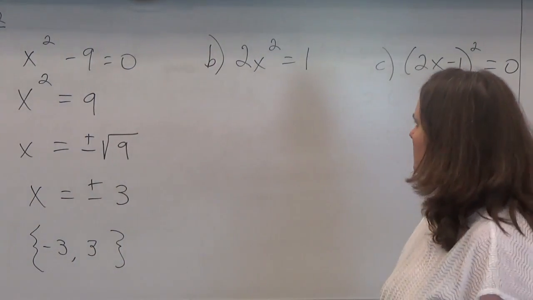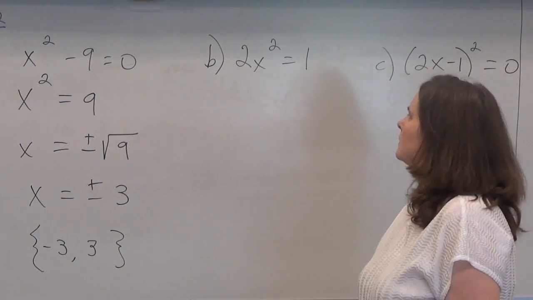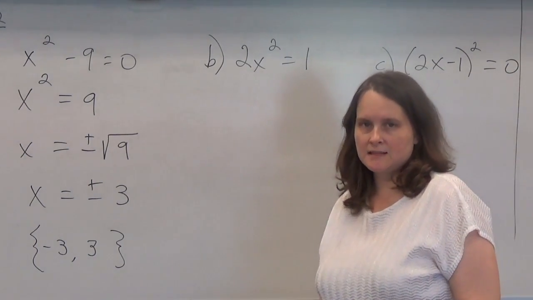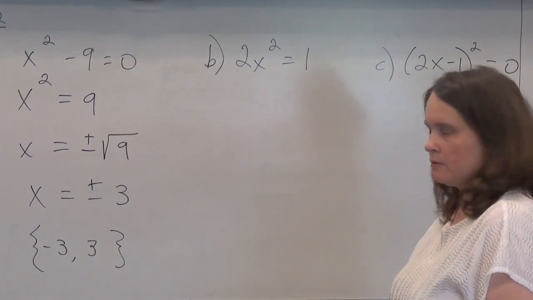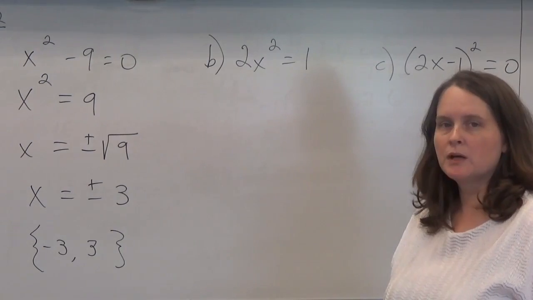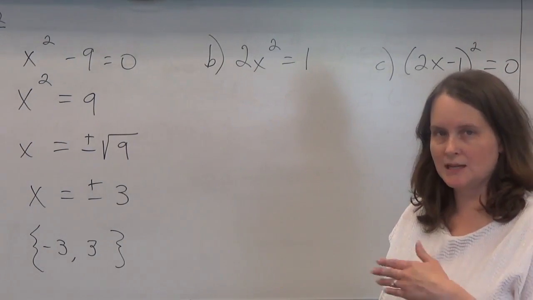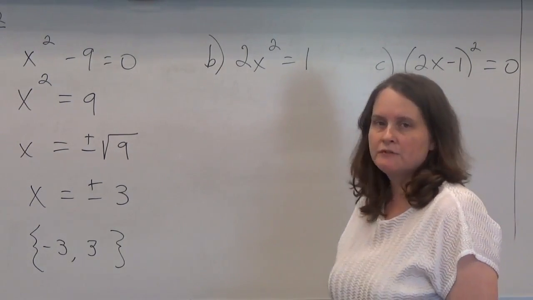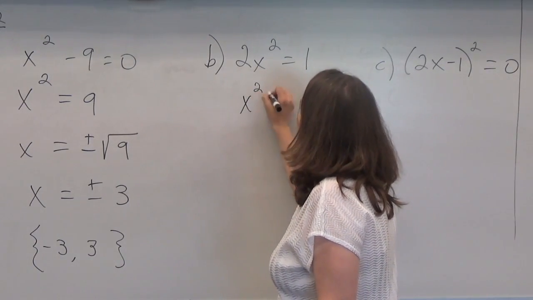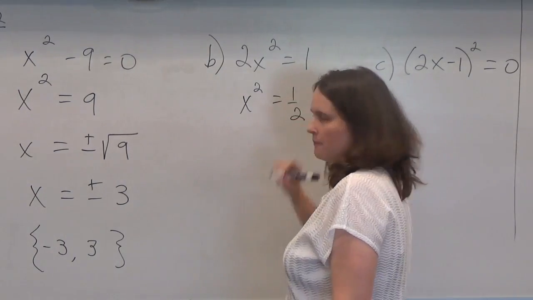For part B, we want to solve 2x squared equals 1. All right, does this currently have the perfect square isolated for us? No, it does not, because 2 is not a perfect square. What can we do with the 2? We need to get it out of our way, so we need to divide both sides by 2. So that will give us x squared equals 1/2.